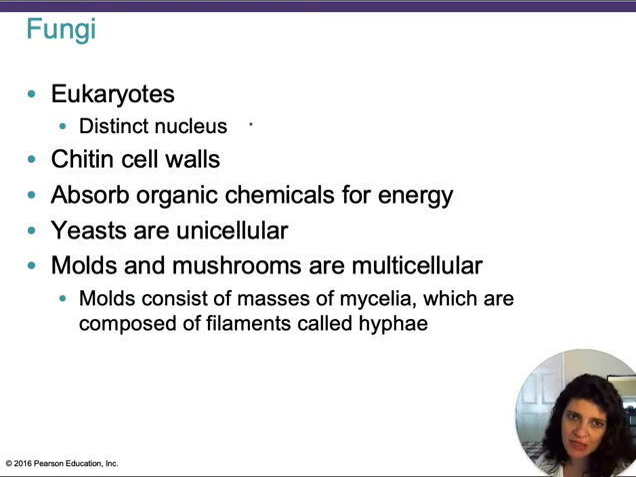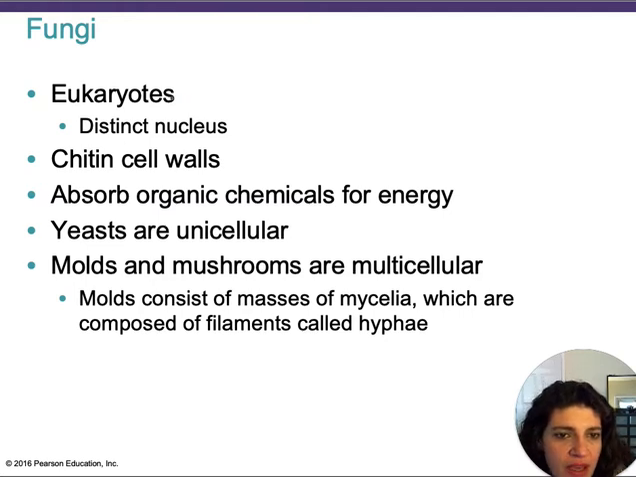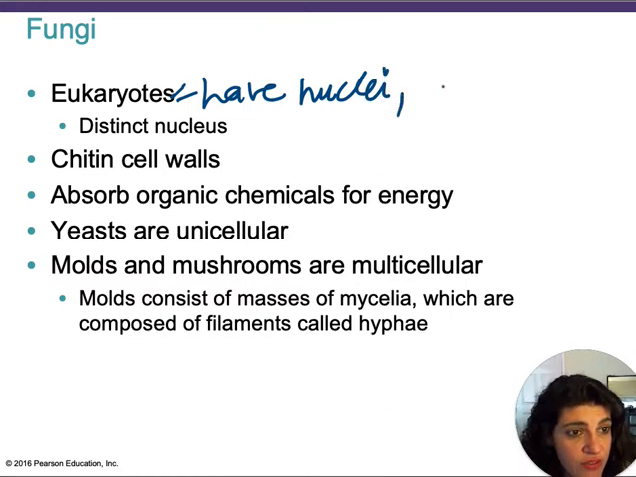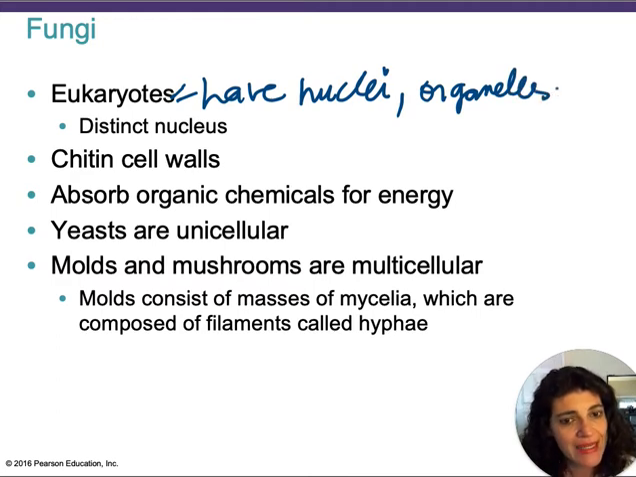Okay, so we're done with just general features of prokaryotes. Now let's talk about eukaryotes. Eukaryotes do have nuclei, and do have organelles. Organelles are any structure that is wrapped in a membrane that looks like the plasma membrane, made of a bilayer of phospholipids, just like the plasma membrane.